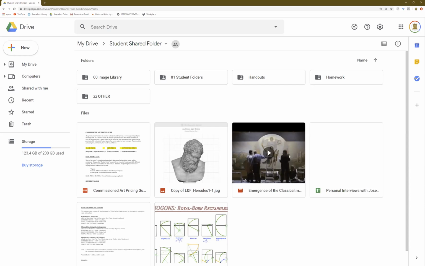Part of it might be too, Allison, make sure you're looking in the "Shared with me" part too, because unless you save it to your own drive, you probably won't be able to see it unless you go into the shared with me part.